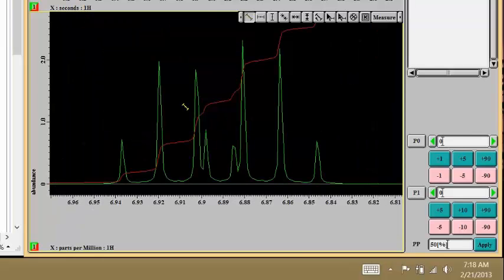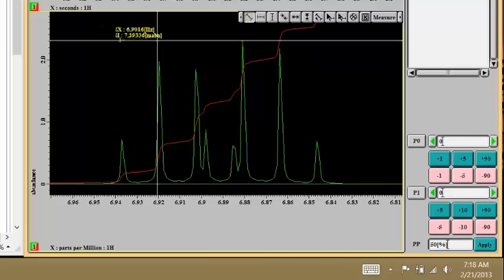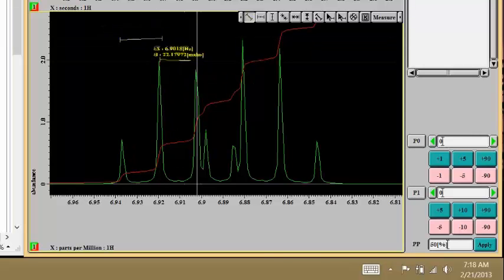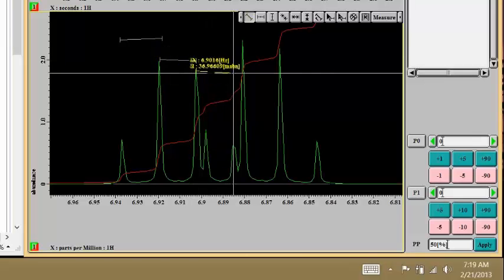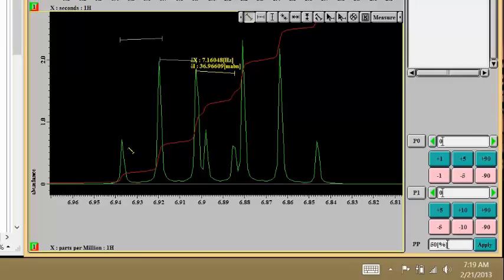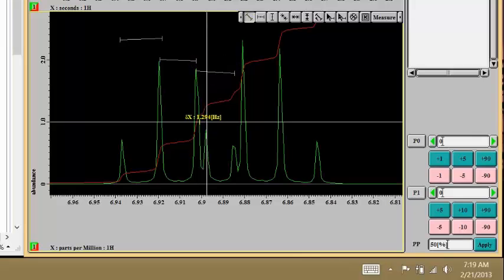Clearly, the separations are more similar. Let's see. So that one is roughly 7. That one's roughly 7. That's roughly 7. Notice how this actual coupling constant allows me to say that the pattern 1, 3, 3, 1, this is the 1 in that pattern and not this one here, because the separation between these two is only around 1.3 hertz, and that doesn't match the coupling constant separation here.